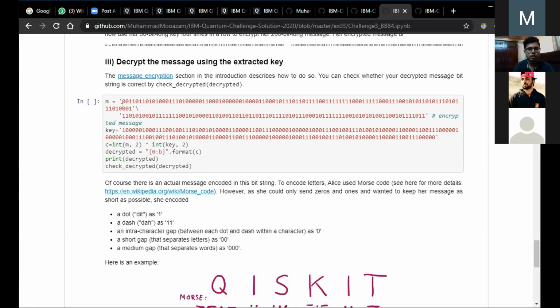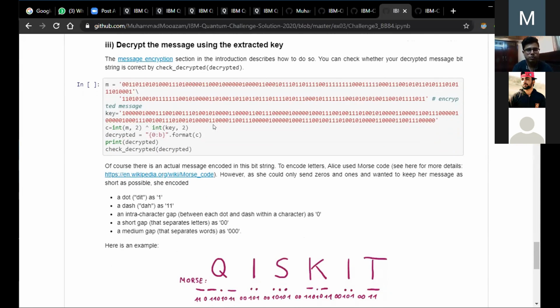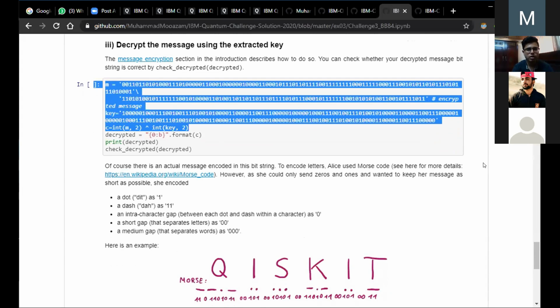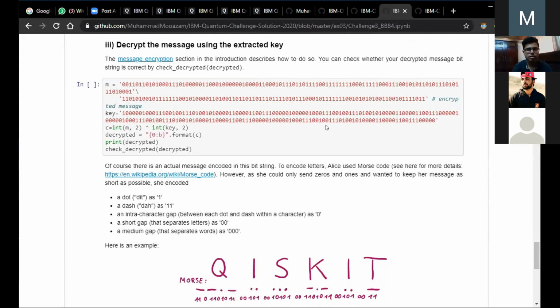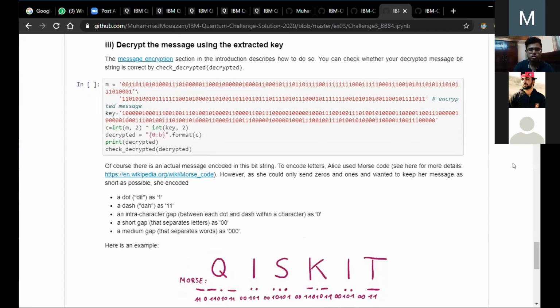Now m is the message key. We also found it in the previous cell. Now, what is this thing? c is equal to int(m, 2) ^ int(key, 2). This is the equation of the XOR key. I also defined XOR in the PPT: when the bits are the same, like 0 0 and 1 1, we get the answer 0, and when they differ, like 0 1 and 1 0, we get the answer 1.